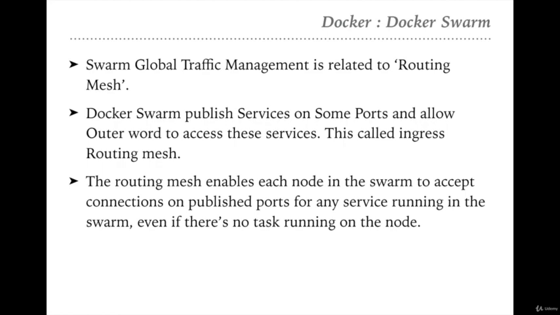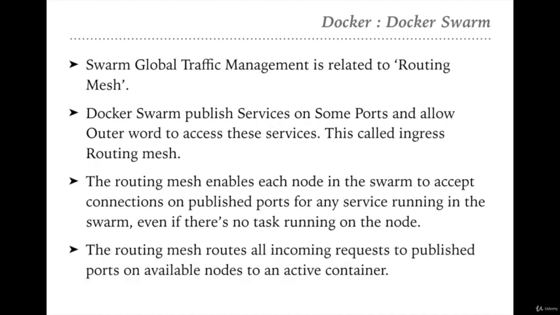Routing mesh enables each node connected in the swarm to accept the connection on the published port. If we have published our service on port 8080 or port 9090 or port 80, or any port, and you access that service, the routing mesh is responsible for enabling each node in the Docker Swarm to accept the connection on that published port for the specific service. And the routing mesh routes all the incoming requests from the outer world to the published port on available nodes to an active container.